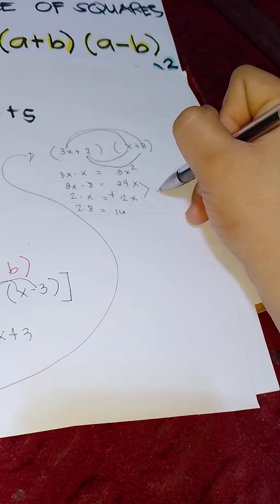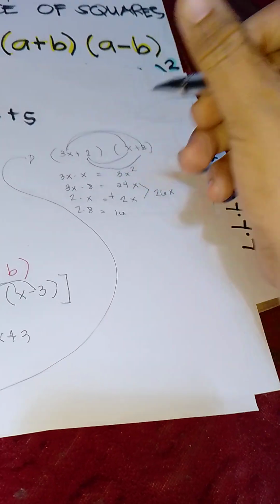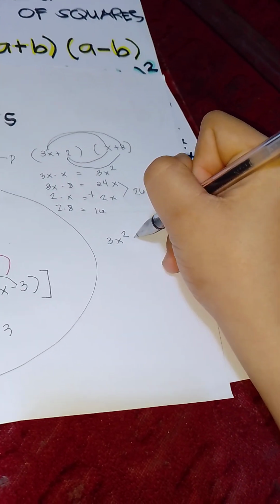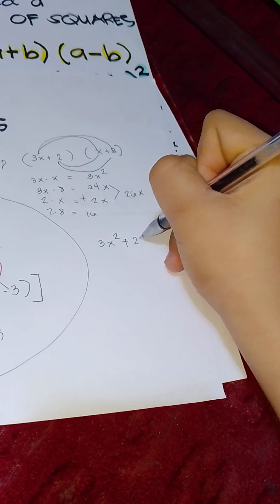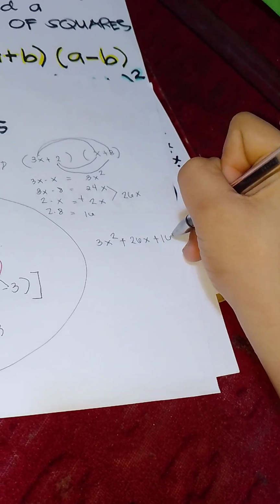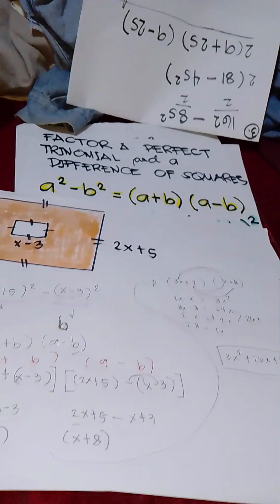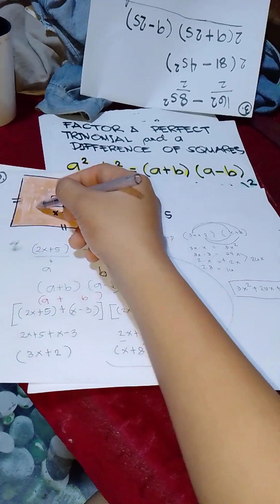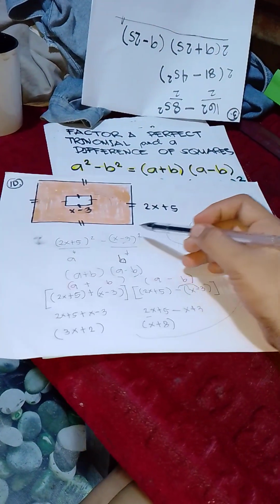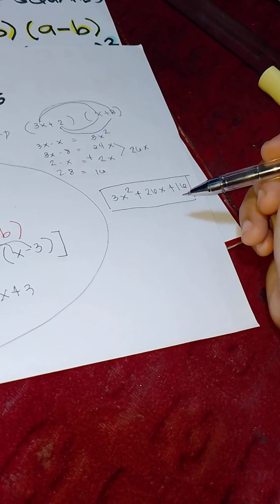Since they are like terms, we can combine them. 24x plus 2x, the result is 26x. Therefore, our answer is 3x squared plus 26x plus 16. So this is the area of the shaded region of this figure. So 3x squared plus 26x plus 16.